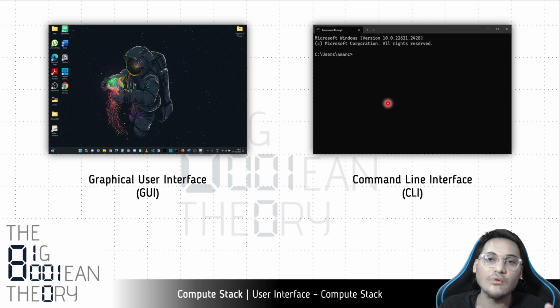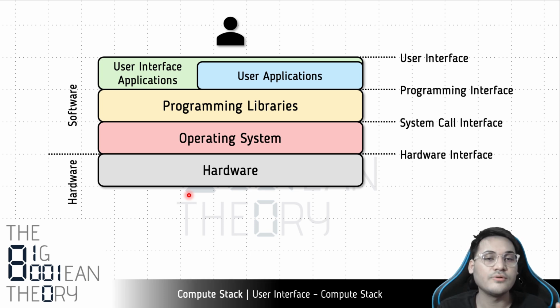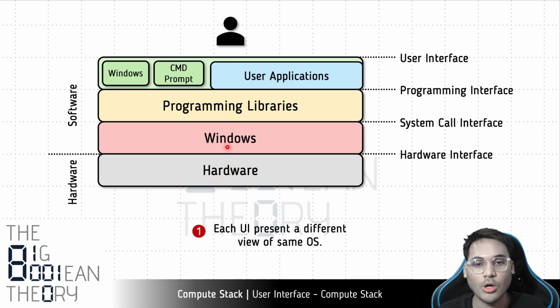The point I'm trying to convey is that a user interface defines a unique view of the same operating system. If an operating system provides multiple choices for user interface applications, then depending on the one the user chooses, they will have a unique experience. So the point we just discussed, that a given user interface application provides the user with a unique view of the same operating system, I want to convey through this compute stack as well. This is the compute stack, and let us modify it a bit. Let us assume that the given computer system has a Windows operating system installed.